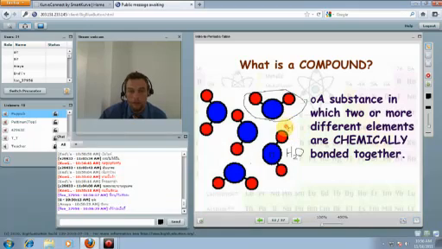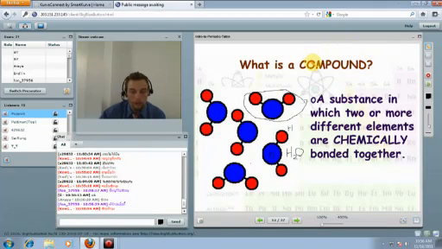So this is hydrogen, and this is oxygen. So H2O, there are 2 hydrogens and 1 oxygen, and we call this a compound. And we can go into as much detail as you want later about why these interact, why they're connected. But for now, let's just focus on what is a compound.